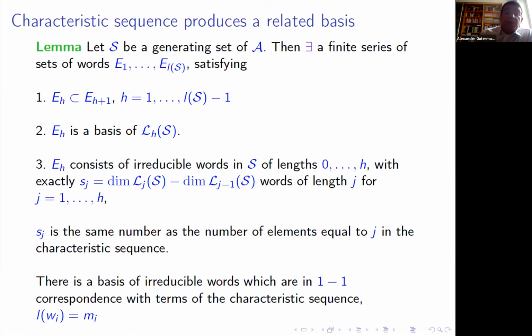Also, we could associate a certain basis of reducible words to the given algebra. So having some non-associative algebra, we take its generating set, and we consider its characteristic sequence, and we could associate a certain basis of reducible words. And there is a correspondence between the number of these words and elements of the characteristic sequence.